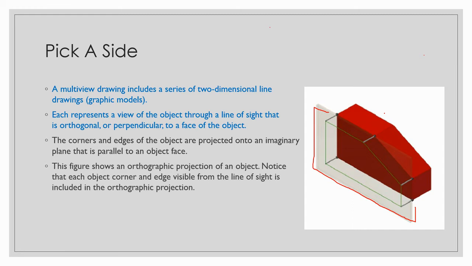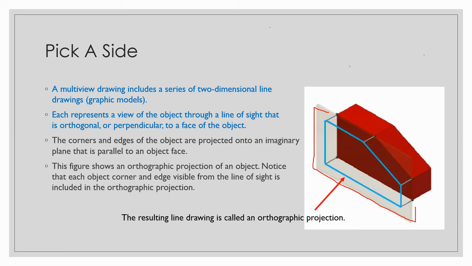Notice that each object corner and visible edge from the line of sight is included in the orthographic projection. And so the resulting line drawing is called an orthographic projection. So if we project these points out, you'll notice that they make the corners of the object. And so we simply connect those points to create the lines and then create the object. Then we'd actually flip this around and look at it straight, and then we would be able to see the true size and shape of that object.